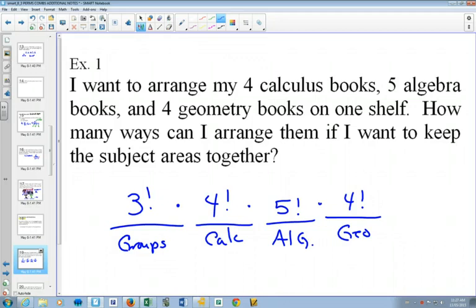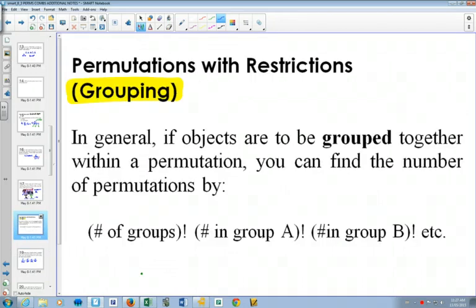So going back to our first slide, what do we do with the grouping question? We always figure out how many groups we have and arrange those first. Then we look within each group and say how many ways can the objects within that group be arranged, and figure that out and multiply them all together.